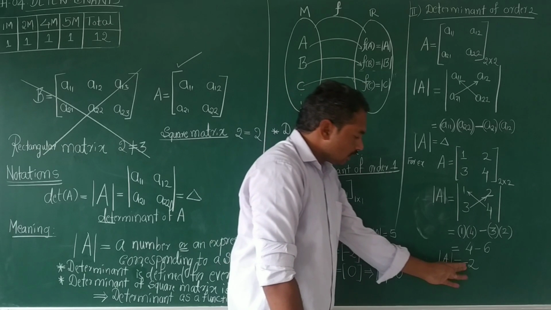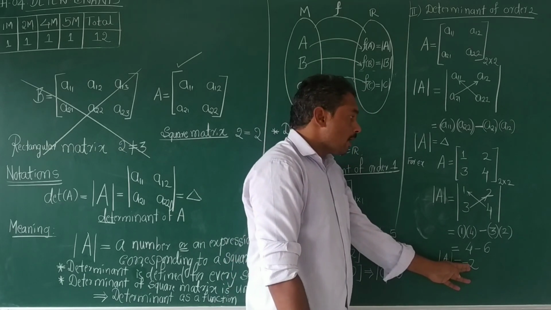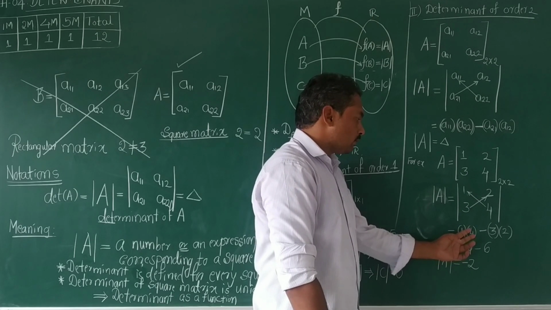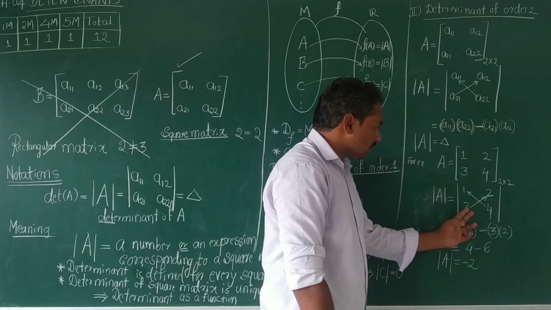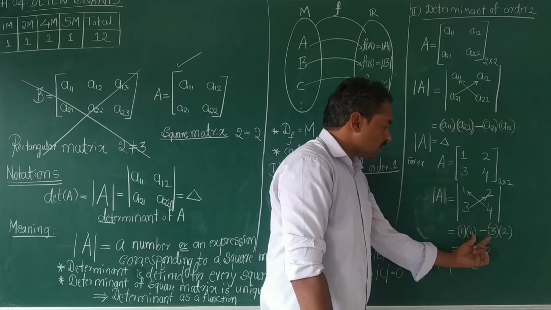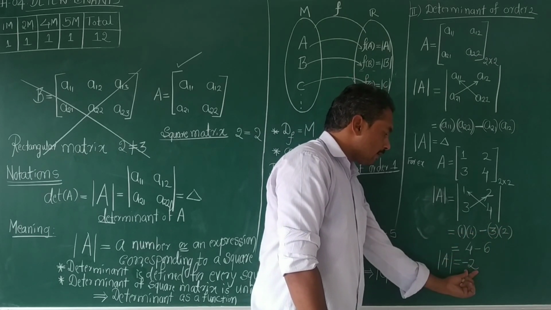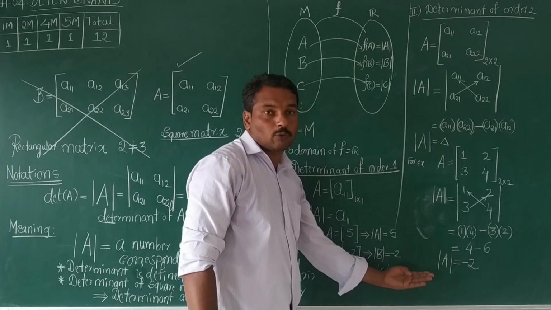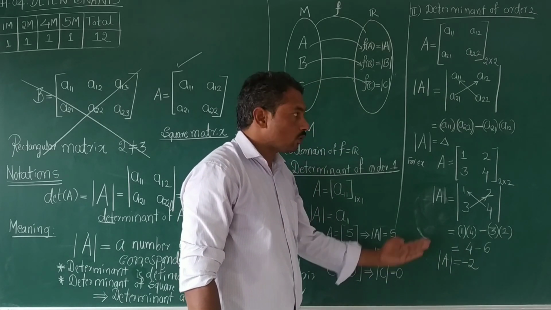So how do we get the determinant of a square matrix of order 2? By taking the product of principal diagonal elements first, then putting a negative mark, then taking the product of non-principal diagonal elements. After this simplification we get a real number. That real number is known as the determinant of a square matrix of order 2.